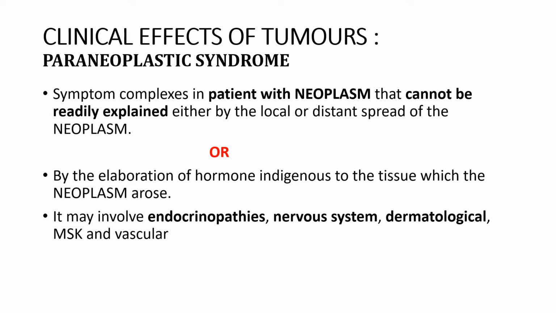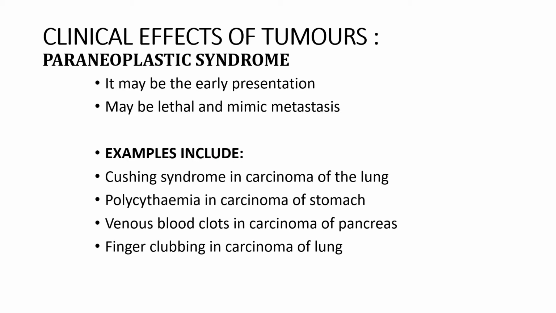These are the signs or symptoms in patients with neoplasm that cannot be explained either by the local or distant spread of the neoplasm or by the production of hormones that are indigenous to the tissue from which the neoplasm arose. The paraneoplastic syndrome may involve endocrinopathies, abnormalities of the endocrine or hormone production, nervous system, dermatological or from the skin, musculoskeletal, and vascular systems. Paraneoplastic syndrome may be the early presentation of a neoplasm. It may be lethal and may mimic metastasis.